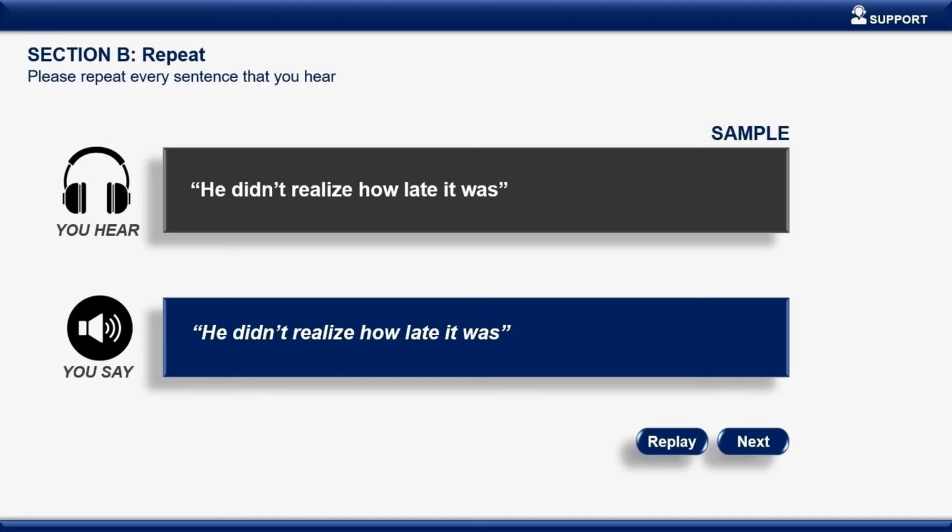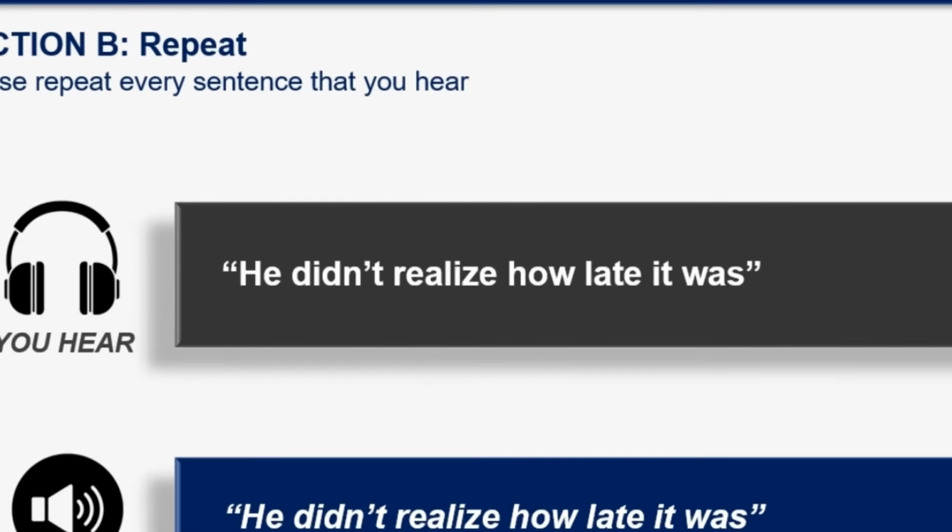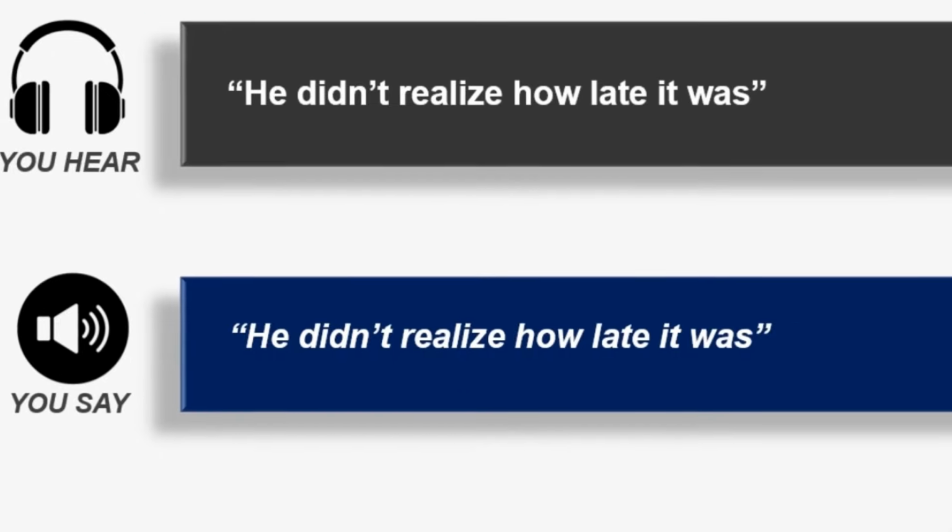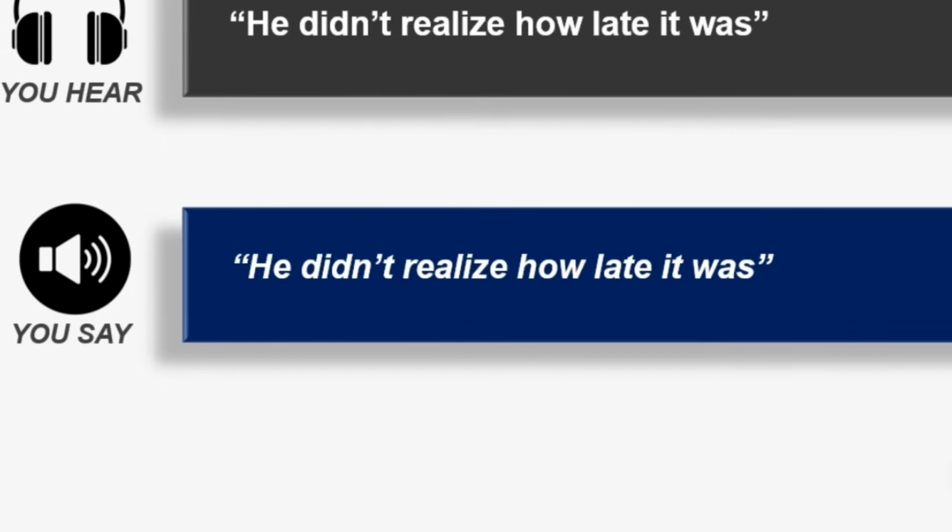Part B. Repeat sentences. Now please repeat each sentence that you hear. For example, a voice says, "He didn't realize how late it was." and you say, "He didn't realize how late it was."